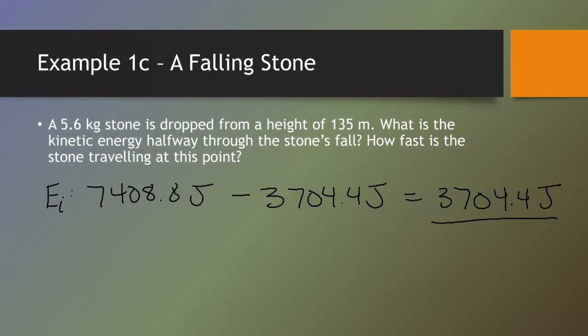One of the reasons that energy is so useful in solving these types of problems is because some of it is kind of intuitive. Halfway through the stone's fall, the potential energy is half of what it was when it started, and the kinetic energy is half of the total energy, and the potential and the kinetic energies are equal. As the stone continues to fall, the kinetic energy will continue to increase, and the potential energy will continue to decrease.